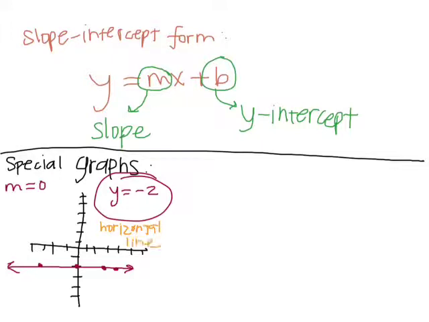The second special graph is a graph that goes straight up and down, and this is going to be when our slope is undefined. Okay. And an example of that would be x equals 4. So let's go back to drawing another coordinate plane.